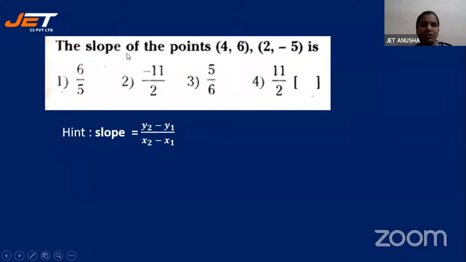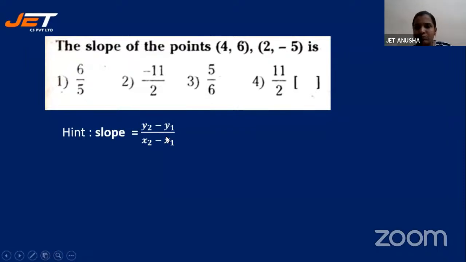We have one more question. The slope of the points 4, 6, 2, minus 5 is. First option 6 by 5. Second option minus 11 by 2. Third option 5 by 6 and fourth option 11 by 2. You need to use the formula slope y2 minus y1 by x2 minus x1.